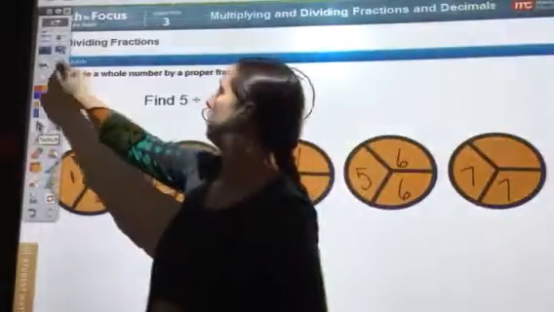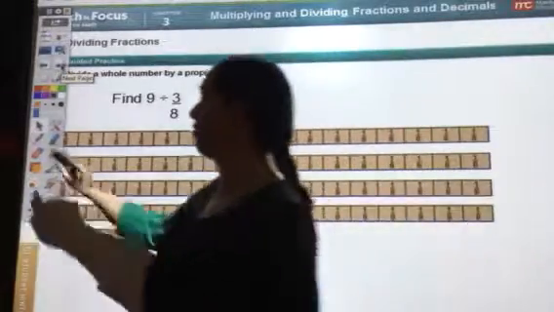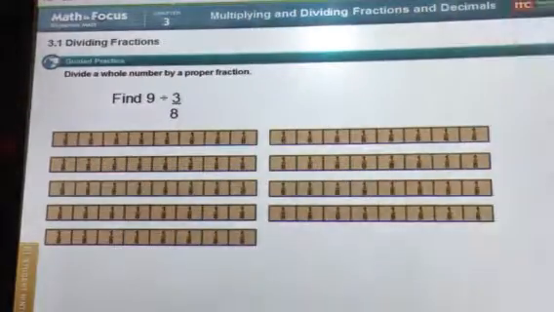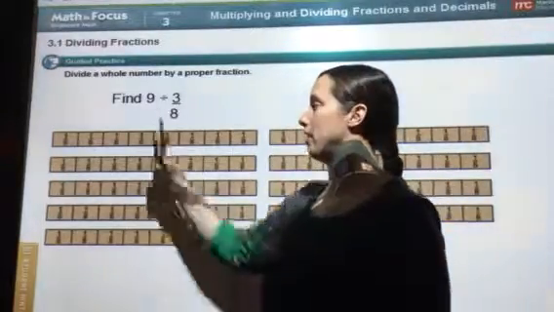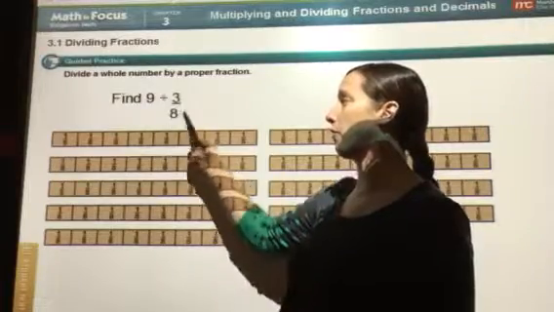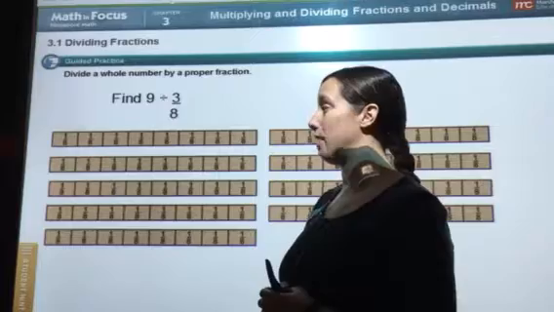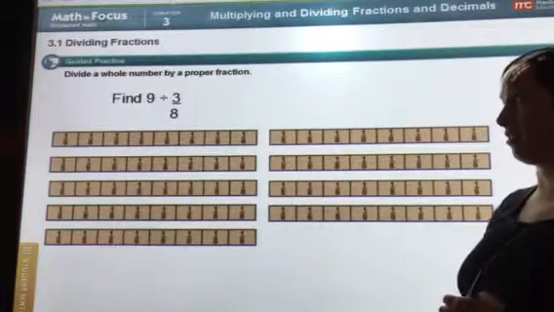Looking at the next one, if I start with 9, and let's say I have 9 cups of flour, we'll stick with the same example. We have 9 cups of flour and each recipe calls for 3/8 of a cup. I want to know how many recipes I can make. So I'm going to show this one a little bit different just based on the bars that we're starting with.